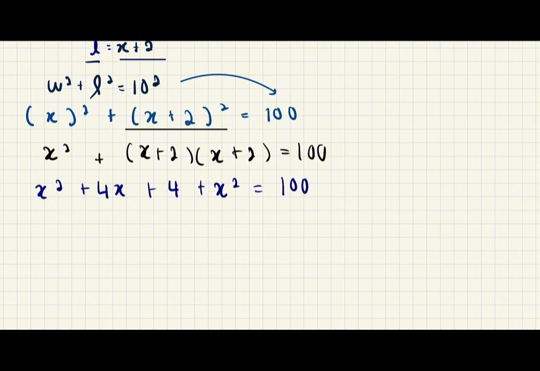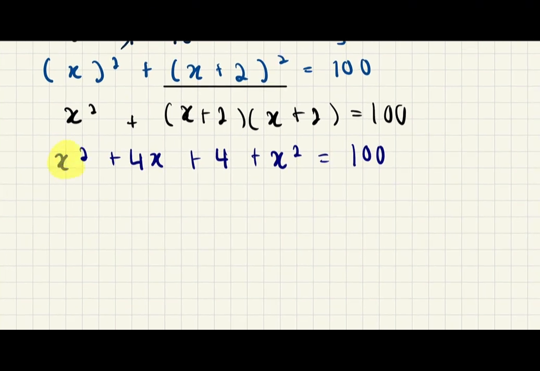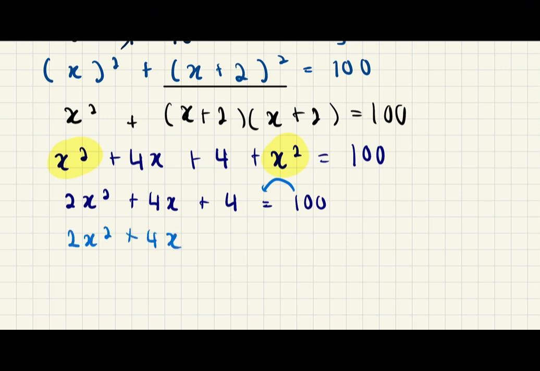Okay, so now what you need to do here is you need to simplify this with the like terms, x squared. Okay, so here we get 2x squared plus 4x plus 4 equal 100. But we want in standard form, so we move this one to make it 0 on the other side. So 2x squared plus 4x. This, when you move it, is plus become minus. 4 minus 100 is negative 96, which is equal to 0.